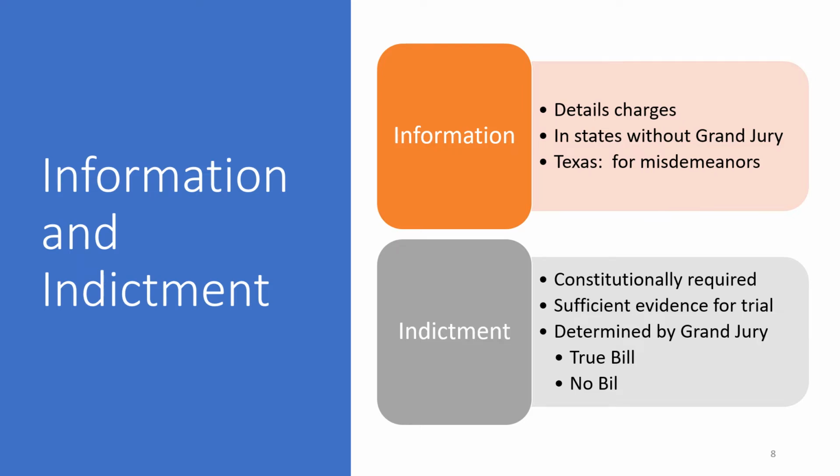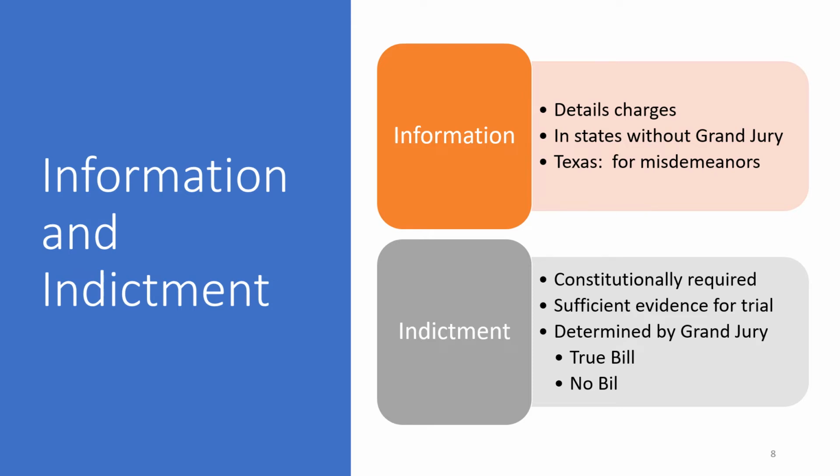Let's talk about information and indictments. These are the formal charging instruments that come out of a prosecutor's office or grand jury. So information. Information is used in states without a grand jury, and in some states that have grand juries, like Texas, it's used for misdemeanor crimes. So in Texas, a prosecutor can charge any misdemeanor by information just by the prosecutor signing it. And just to reiterate what your book said and what the law is, only the federal government requires grand jury. Other grand jury requirements are done on a state-by-state basis.